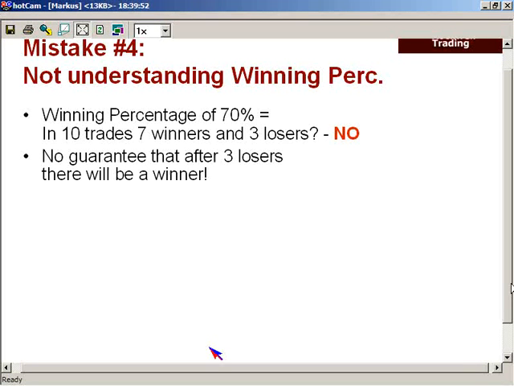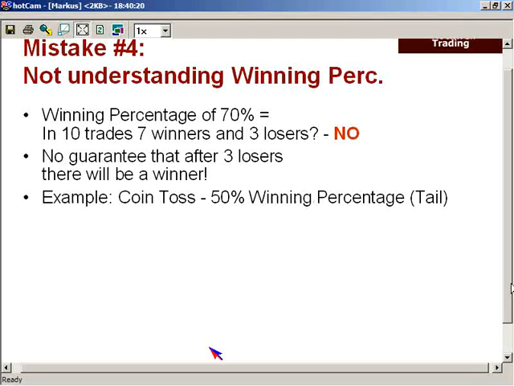If you have a winning percentage of 70%, does this mean that out of 10 trades, you will have 7 winning trades and 3 losing trades? No, absolutely not. There's absolutely no guarantee that after 3 losses, there will be a winner. Yet, there are some systems out there that actually bet on this, and they say, well, if you had a couple of losses in a row, increase your contract size. Well, this is as bad as the martingale systems, right?